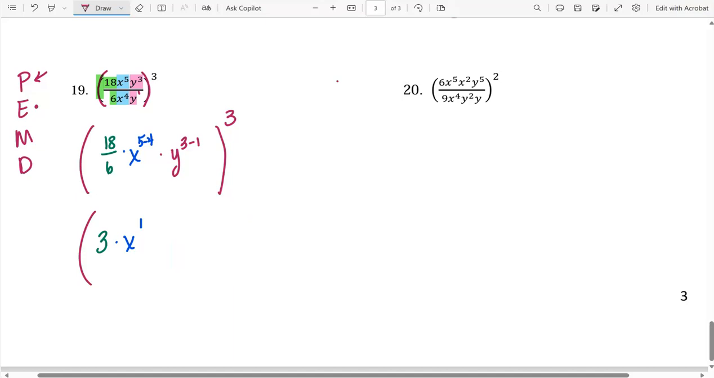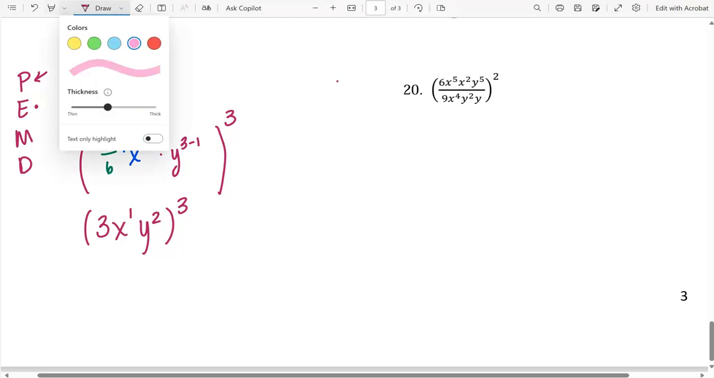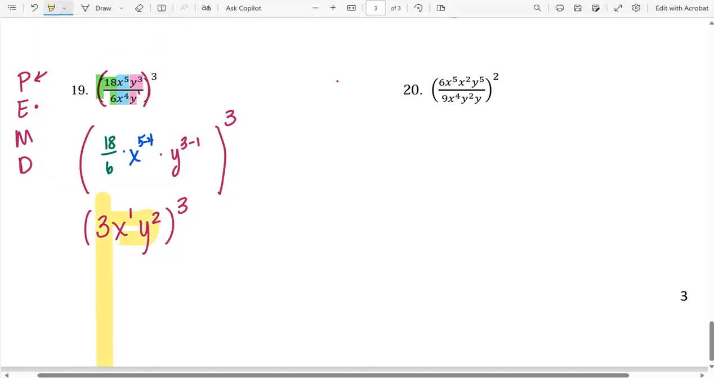Let me pause and rewrite that. So we ended up with, inside the parentheses, 3x to the 1 y squared, whole thing cubed. Notice that simplifying inside of that parentheses first has now made that inside look a whole lot prettier. Or at least better than it was.